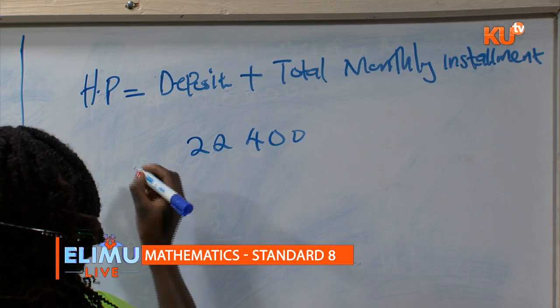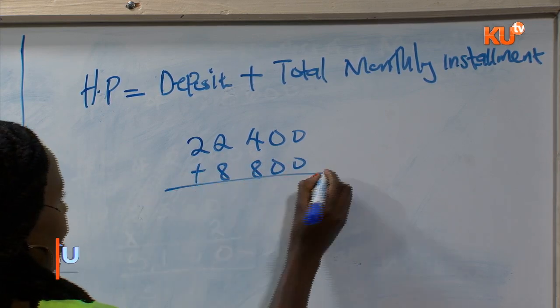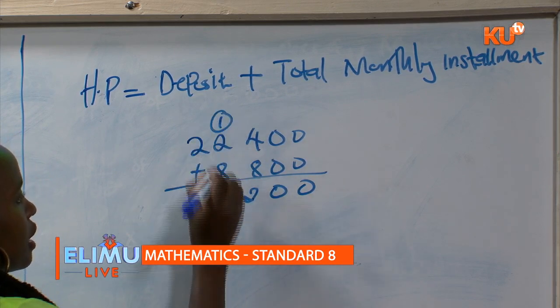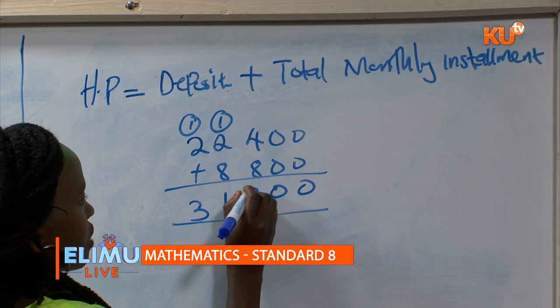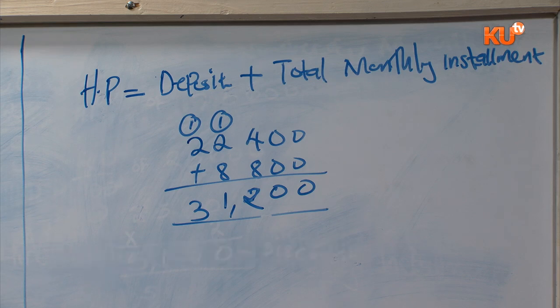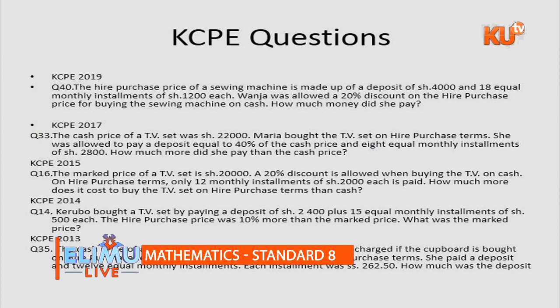22,400 plus 8,800. So we are adding 12, carry 1, 11, carry 1, 3. That 31,200, that was the hire purchase. Then the question was, how much more did she pay than the cash price? The cash price was 22,000. So we come and get the difference.